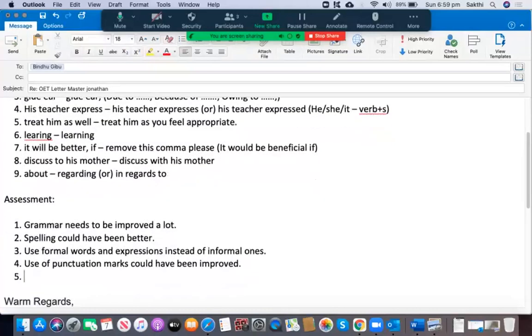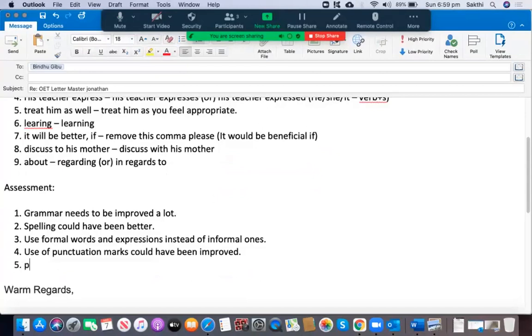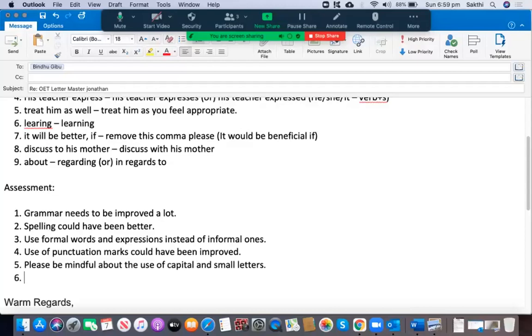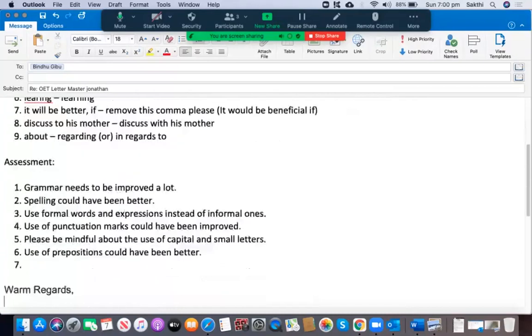Okay, and then what else? Use of nouns and verbs, capital letters. Please be mindful about the use of capital and small letters. You need to know where you have to use small letters and where you should use capital letters. Use of punctuation marks is all right. Use of prepositions could have been better. Then use of singular and plural nouns. Use of nouns and verbs needs immediate attention.